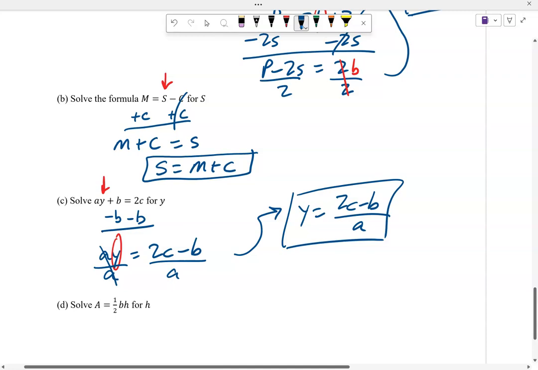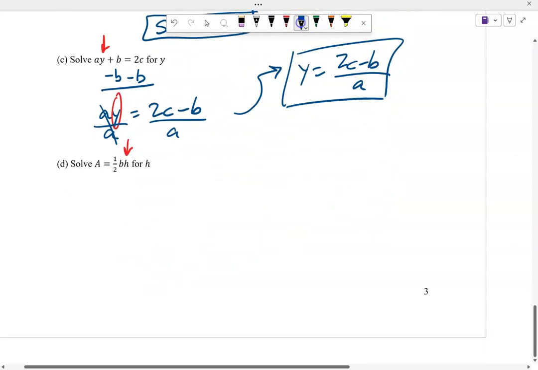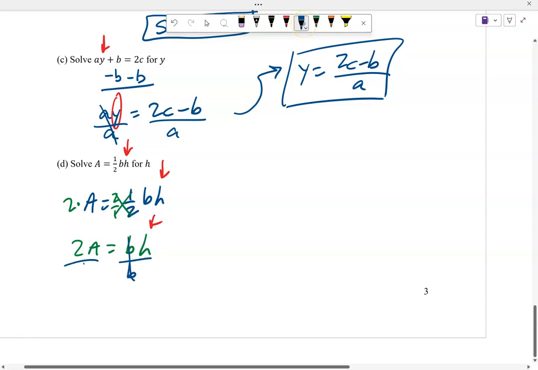Let's do one more here. Let's solve this one for h. So right now we have a equals 1/2 b times h. Again, I'm solving for h. I'm trying to isolate h. Let's get rid of the 1/2. So let's multiply both sides by 2 over 1, or in other words, times 2. So we got 2a equals bh. Again, we're solving for h. So let's get rid of the b. Divide out the b. So our h equals 2a over b.